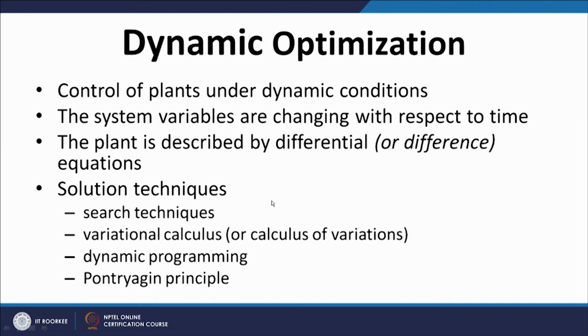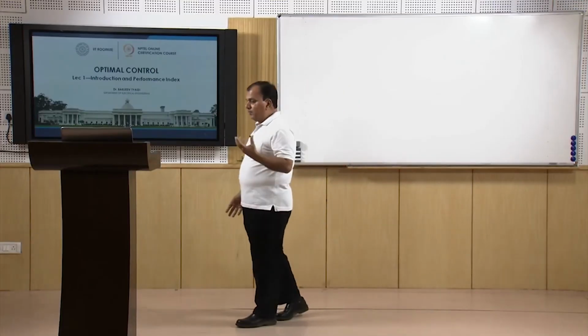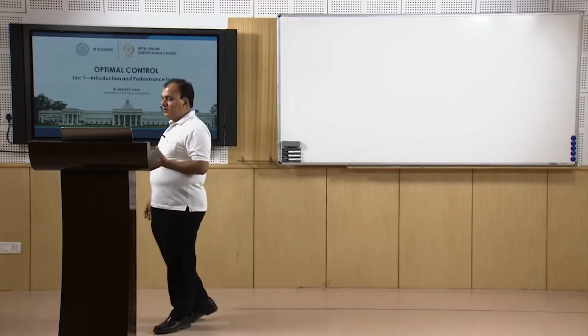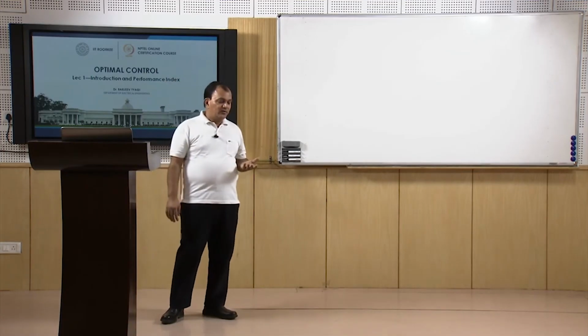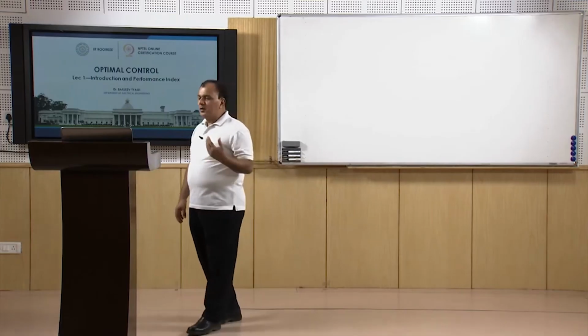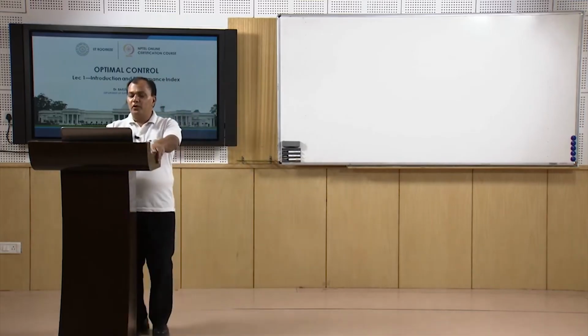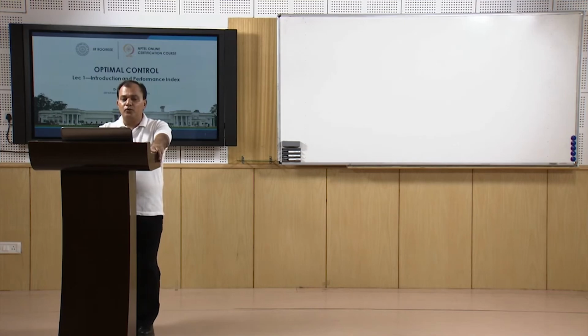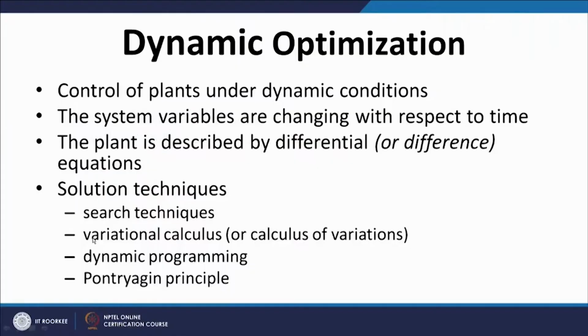So, that is our dynamic optimization, and the solution techniques for dynamic optimization are search techniques. Nowadays heuristic approaches are very popular to determine the optimal values of a dynamical system. These heuristic approaches, something like genetic algorithms, PSOs, and many other heuristic approaches are available in the literature, and we can use them to find the dynamic optimization. Another approach is our classical approaches, which are variational calculus, or calculus of variation, dynamic programming, and the Pontryagin minimum principle, which we normally use.